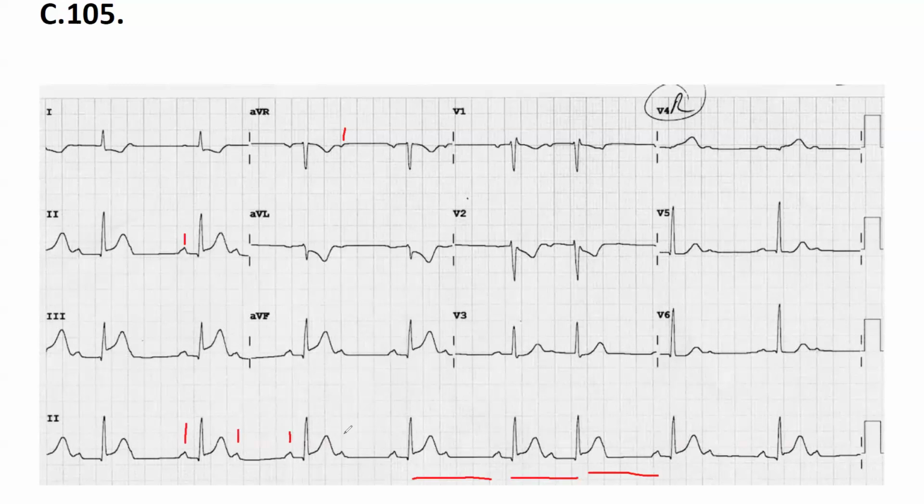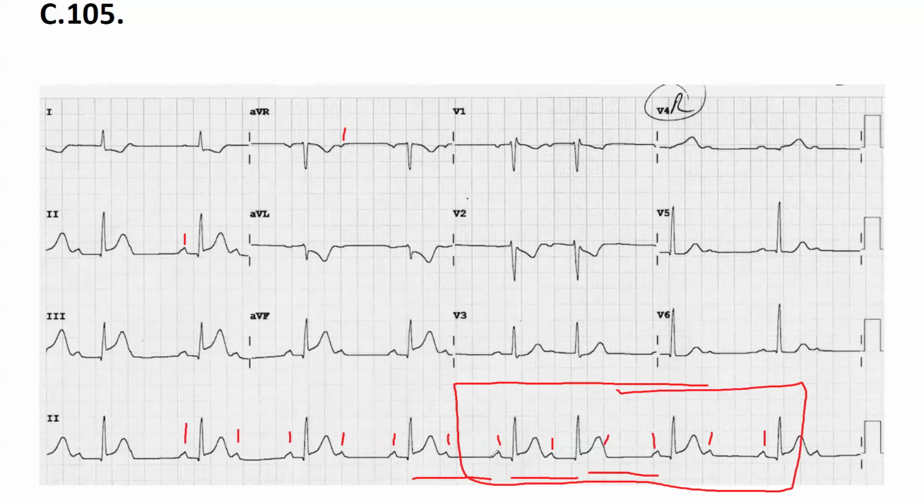There are P waves, but the morphology is a bit different for some. It's okay, the morphology is about the same because the PP intervals are constant, no problem. Let's evaluate this part because it can help you. Again, that's P, P, P, P, P. And here you can see, for example, a P inside a T wave. So again, we have an unconducted P.